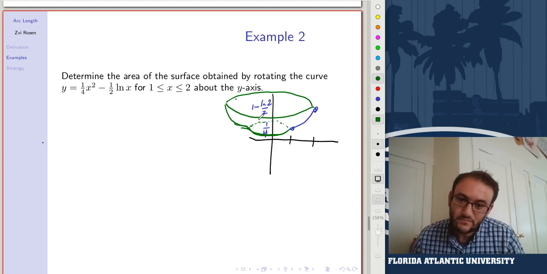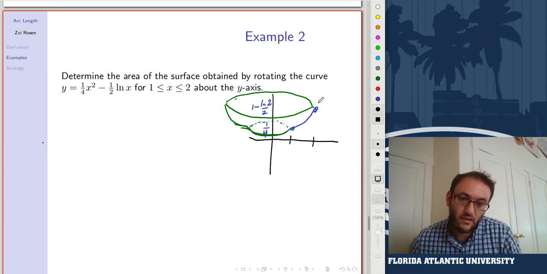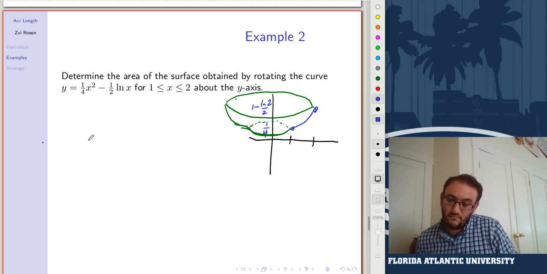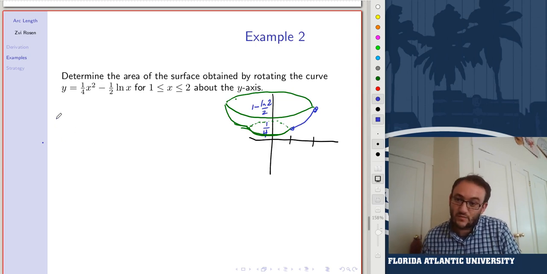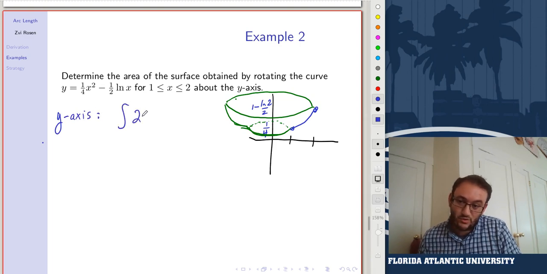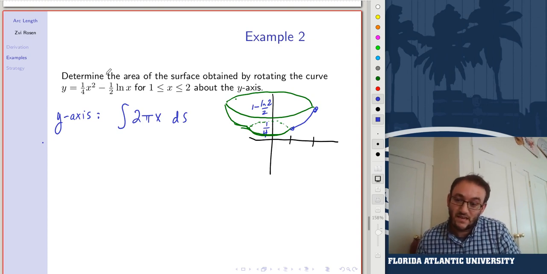Okay, so now we should write up the formula for the integral. And we do that first by observing which axis we're rotating around. Because we're rotating around the y-axis, we're going to use the integral of 2 pi x ds. Okay, it's always the other variable. So because we're rotating around the y-axis, it's 2 pi x, and the reason being that the radius is given by the x coordinate.